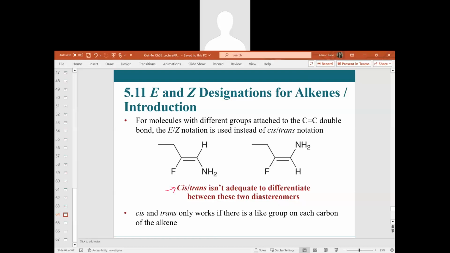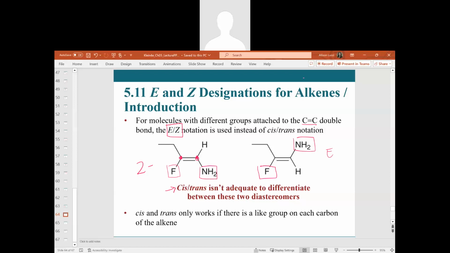But once we have different groups attached on our carbon-carbon double bonds, we use a different notation called E or Z designation. So we can see down here in these examples, we look at each of our vinylic positions, and we look for the highest priority group. So we would have a Z on this side, right? Zusammen, they're on the same side. And then over here we have an Entgegen or an E relationship. Our two highest priority groups are now on opposite sides.